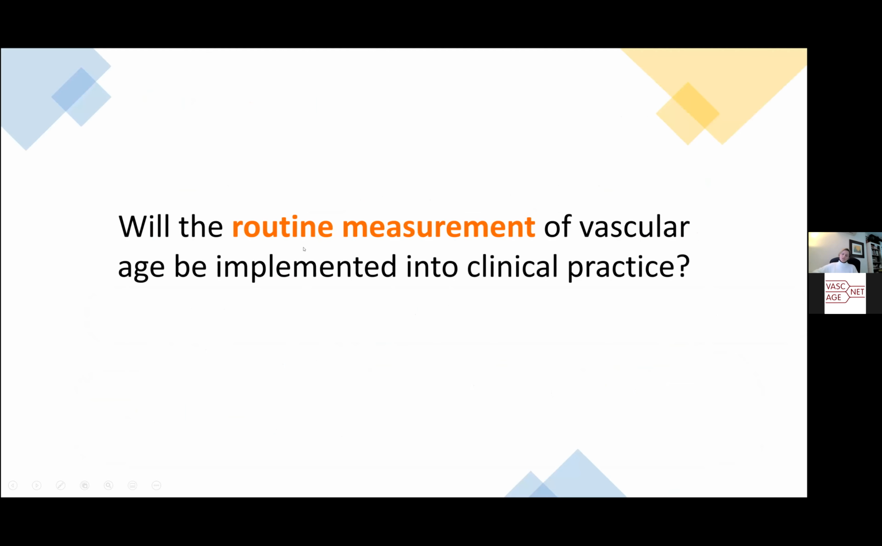So another component of my original question was regarding the routine measurement of vascular age. So how do we do this routinely?